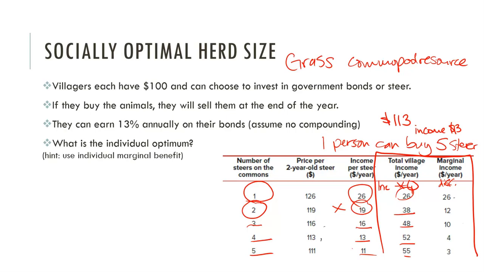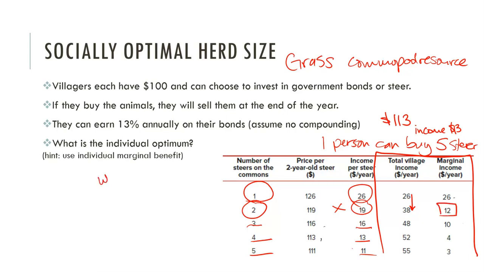Then we want to find our marginal income. So this is what we did with all of the other things where we did marginal. You take the total of quantity 2, and minus the total of quantity 1. So when we go from 1 to 2, we go from 26 to 38. That's only $12 extra.